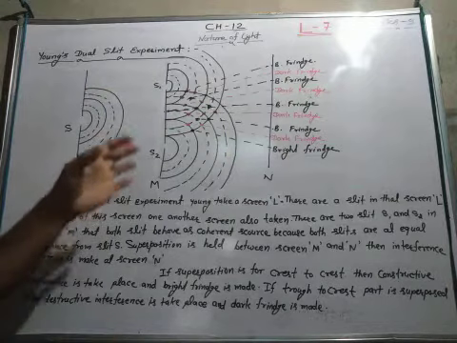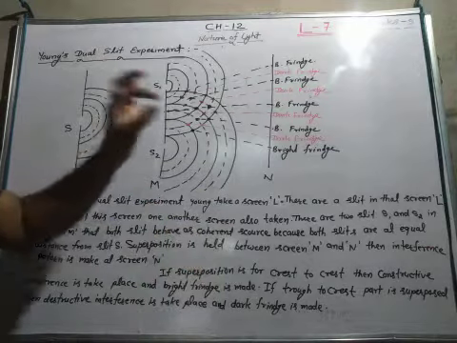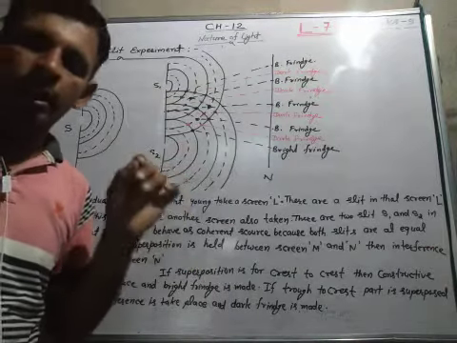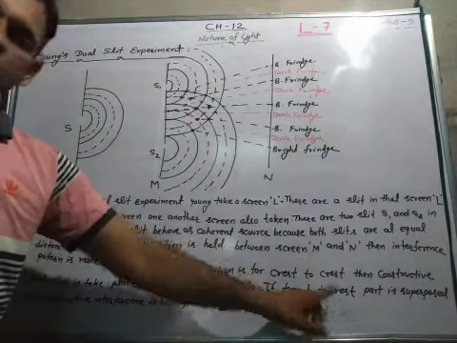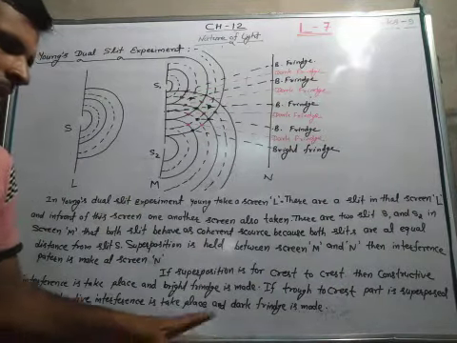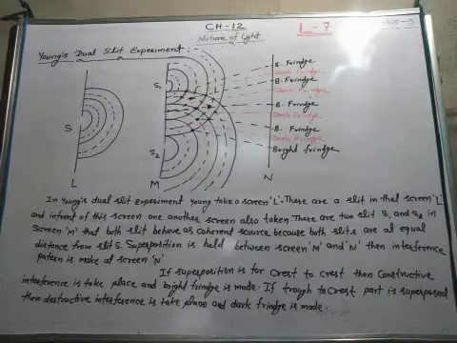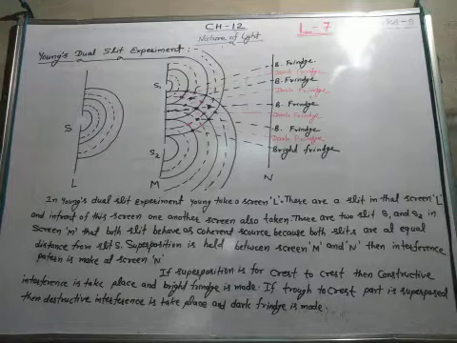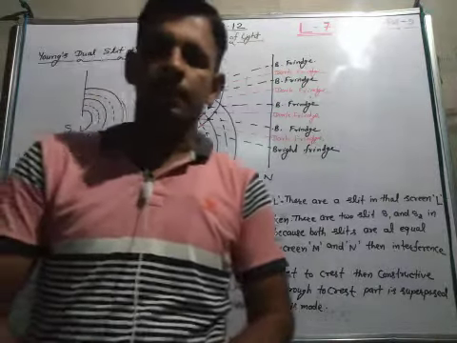If in the superposition one wave's part is trough and the other wave's part is crest, trough to crest or crest to trough, then destructive interference takes place and makes a dark fringe. This is the theory for this experiment. Now you can take a screenshot to prepare your notes. In this class we only study this.